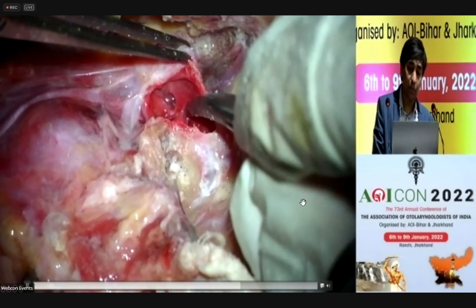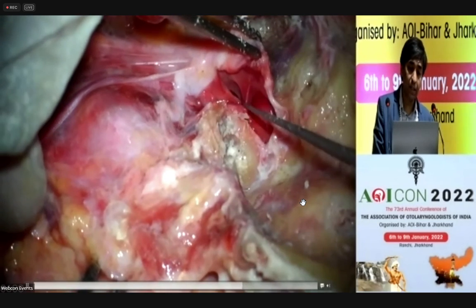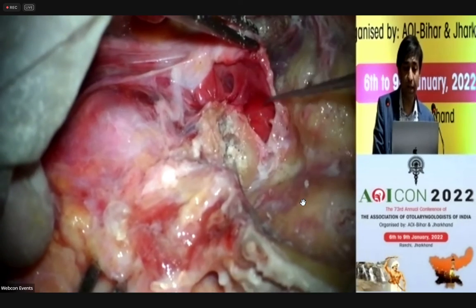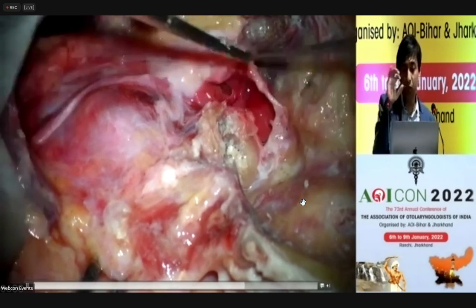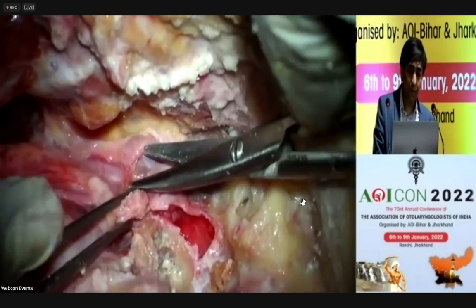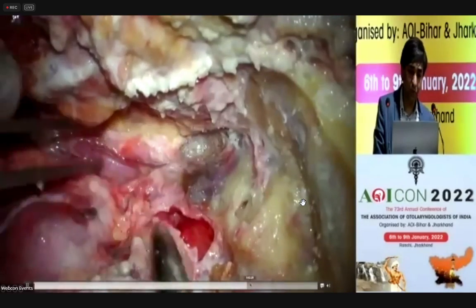This is one point which bleeds during this step. We need to close this with Surgicel. You let it bleed and then you close it with Surgicel. There'll be tumor all along. As you remove the tumor, it bleeds. And then you separate the tumor from the carotid. That is again a critical step. So you see the carotid there.